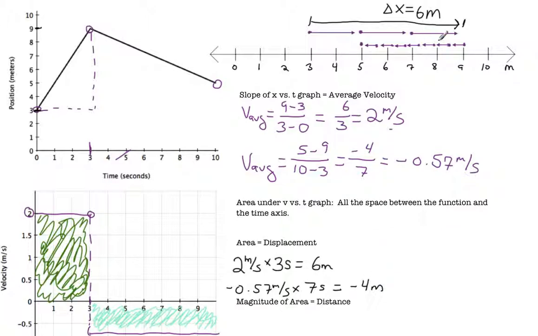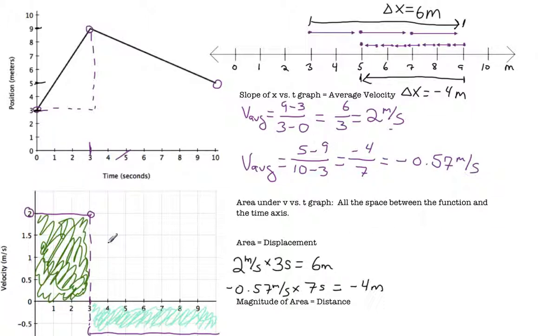And if I take a look here again, from this time here, from 3 seconds out to 10 seconds, my displacement is to the left. It's negative. And it's 1, 2, 3, 4 meters. So I get a displacement of negative 4 meters for the second part of this motion. And again, I can see that on the graph. If I go over here, we finish at a position of 5. So from 9 meters to 5 meters is negative 4 meter displacement.